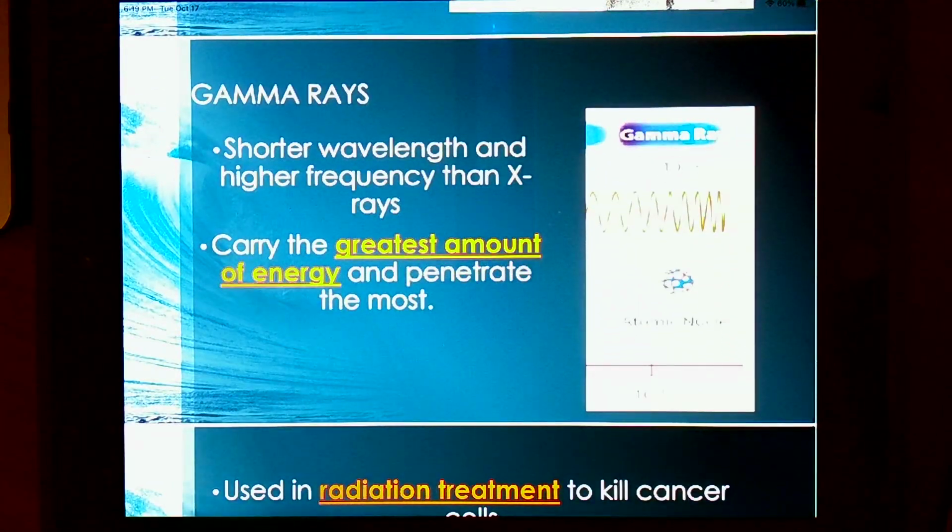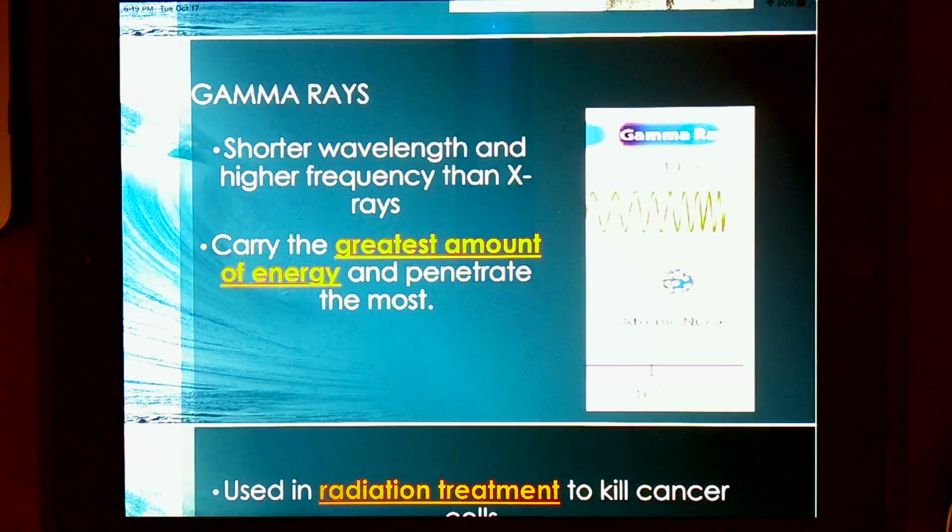And then your last one again is gamma rays. They are your shorter wavelengths. They have higher frequencies than anything else. So gamma rays also carry the highest amount of energy.